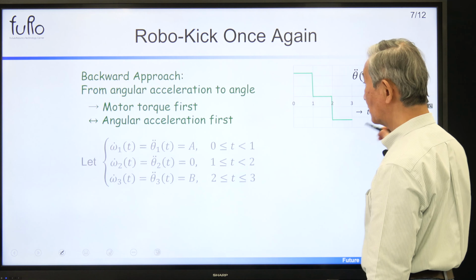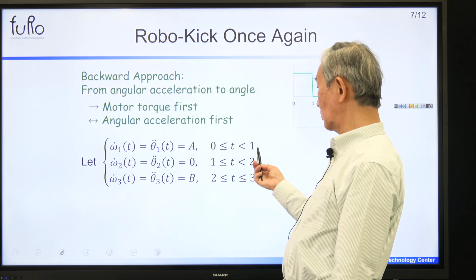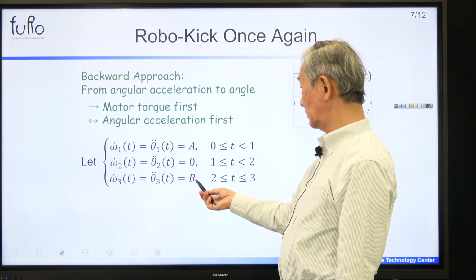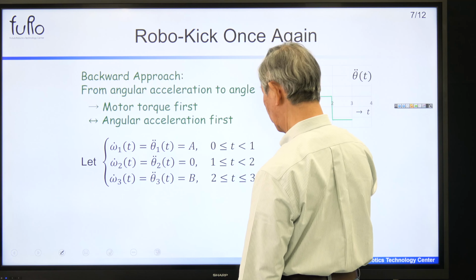So we start from angular acceleration. Let's say this is equal to A from 0 to 1, 0 from 1 to 2, and B. So this is A, and this is B.